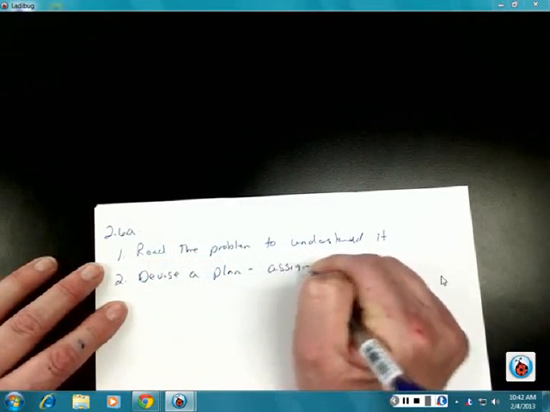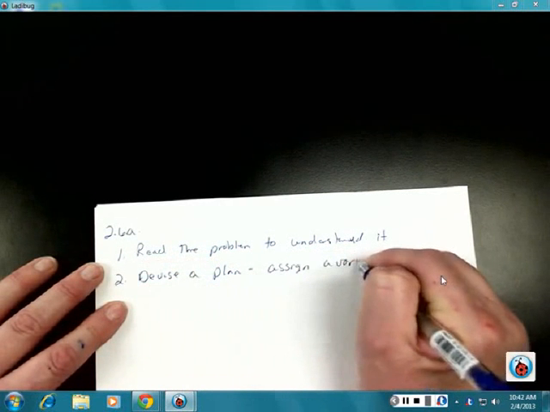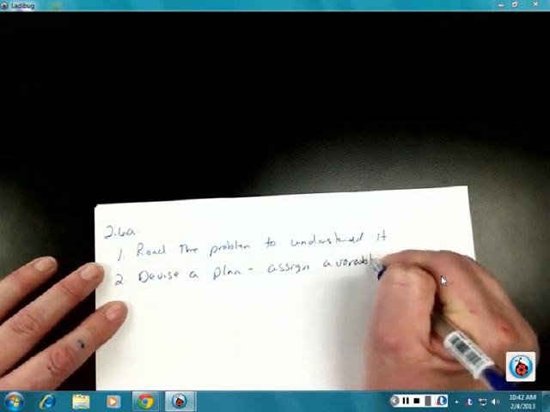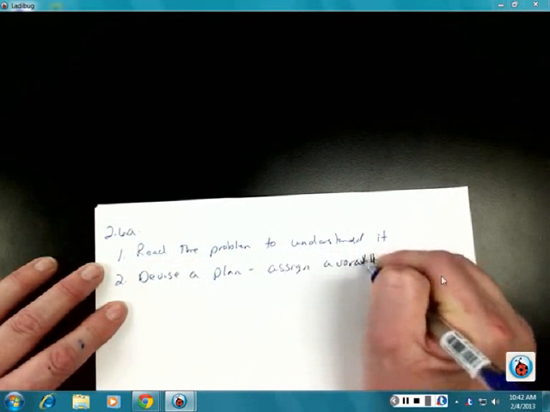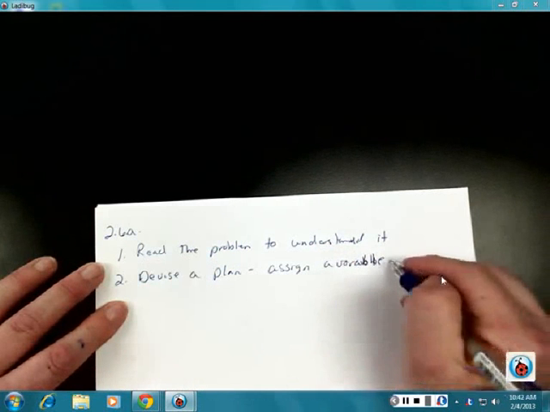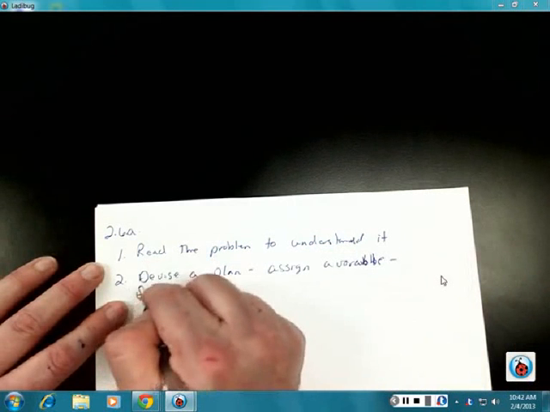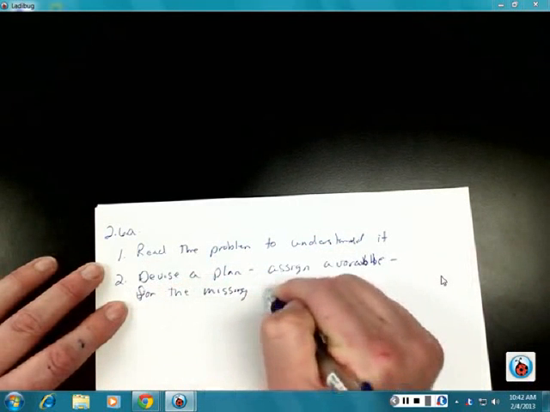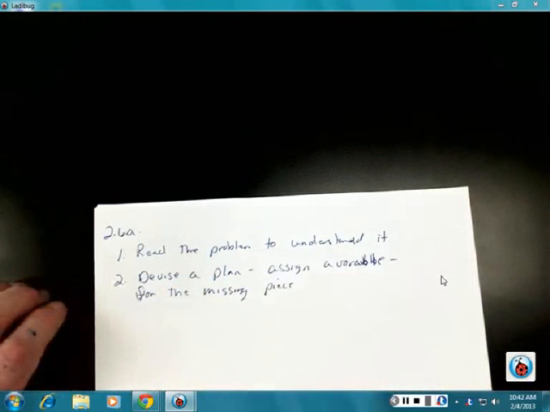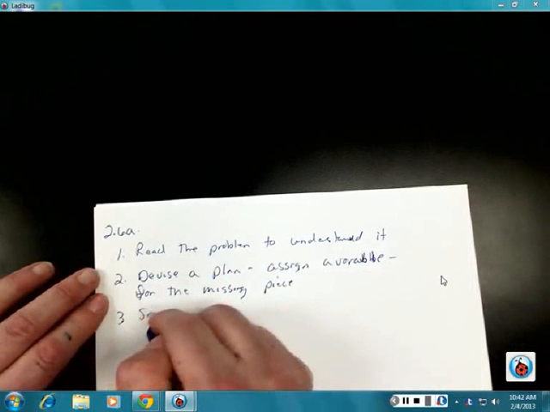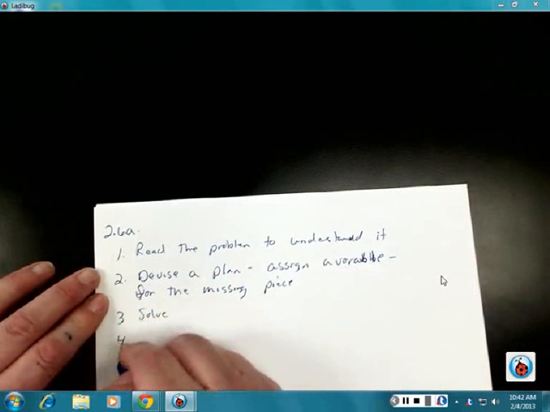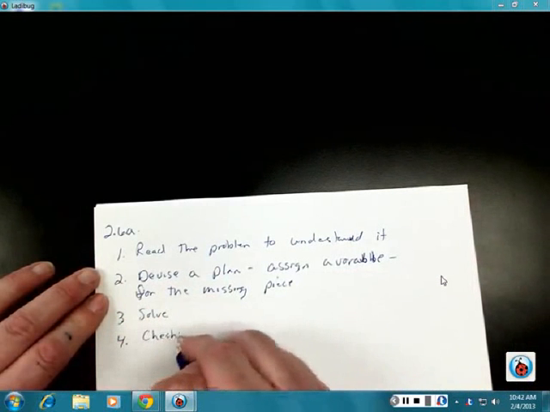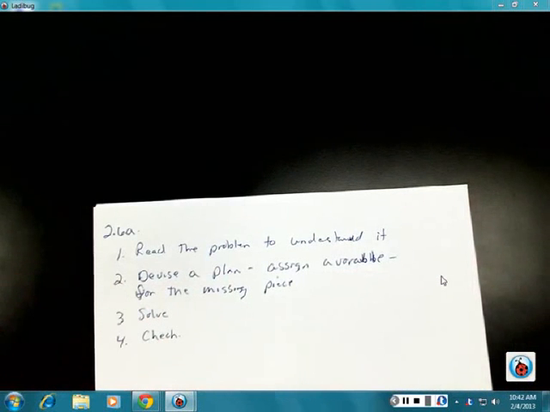Assign a variable for what you don't know, or for the missing piece. Step 3 is solve it. And finally, step 4 is to do a check. Now within these, there are some different varieties and different things that come up.